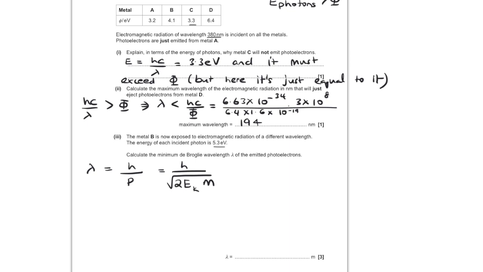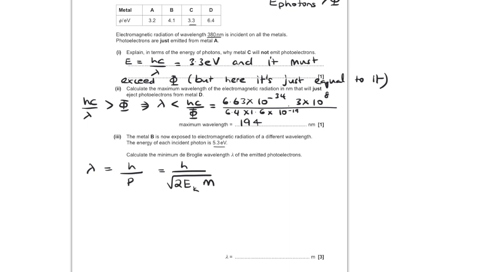But over here, I'm just going to carry on because this comes naturally to me. All I need to do is work out the kinetic energy of these photoelectrons and put that into this formula, because I know the mass and I know the value of h. So how do I figure out the kinetic energy?